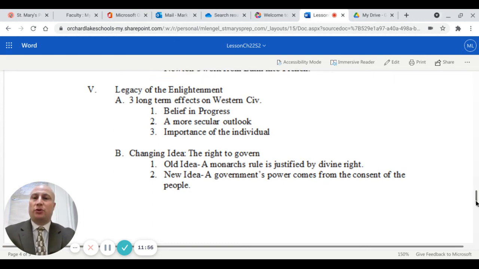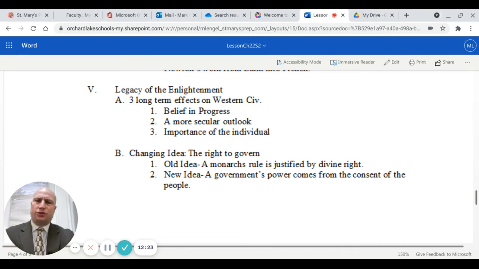Next is Roman numeral 5, some of the things you really want to remember about the Enlightenment. There really are 3 long-term effects on Western civilization. Number 1 is the belief in progress. People can get better. People can improve. Number 2 is a more secular outlook. This idea of taking in the worldly things, the materialistic things, comes out of the Enlightenment. And of course, the importance of the individual. What can one person do?